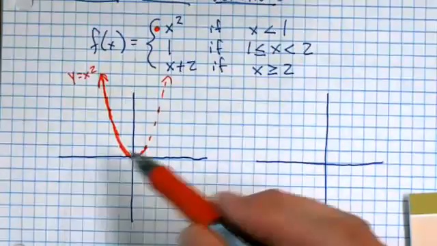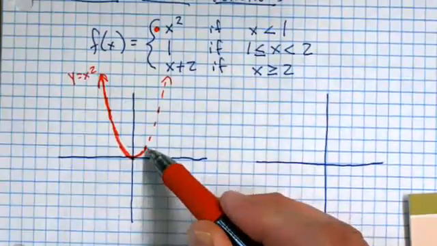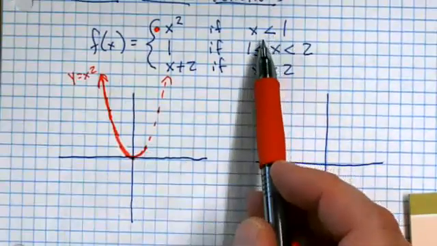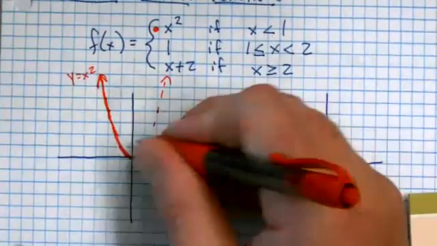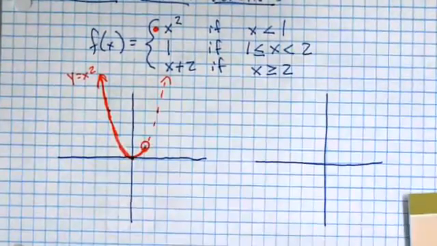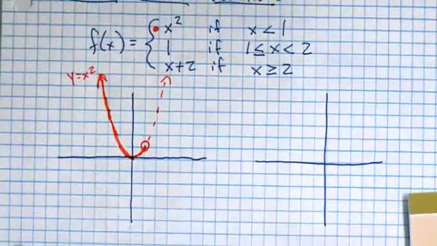Tell me about this point here, 1, 1. Should that be an open dot or a closed dot? Open because less than, right? Not less than or equal to. Agreed. All right, there's the first part of our function.